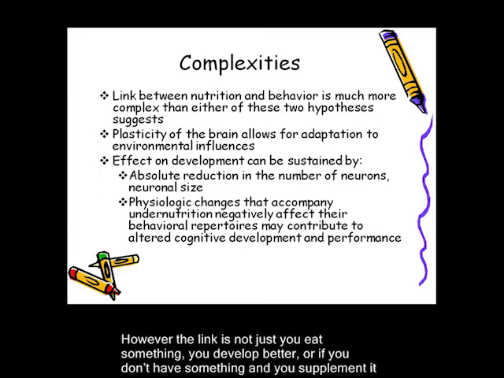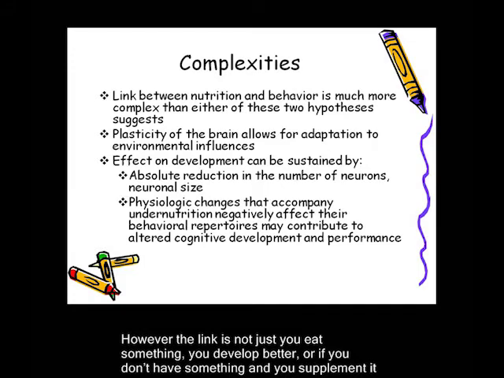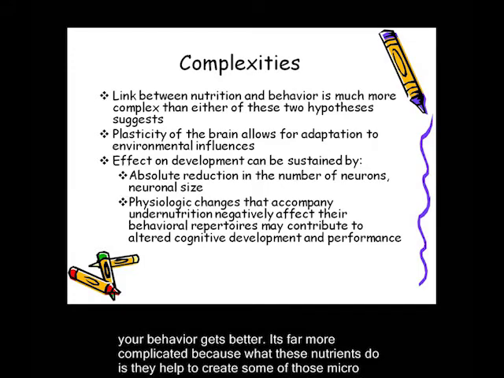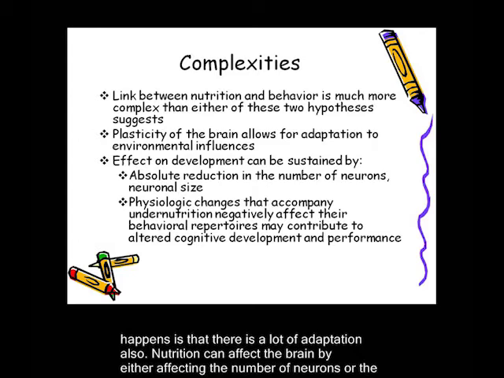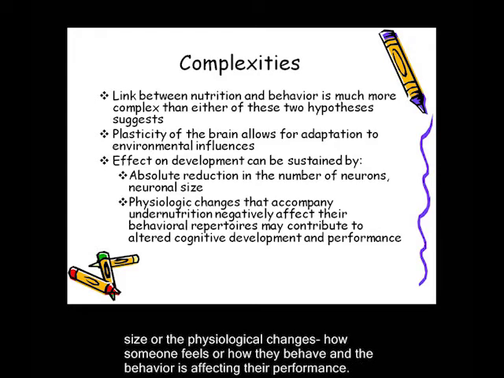However, the link is not just you eat something, you develop better, or if you don't have something and you supplement it, your behavior gets better. It's far more complicated, because what these nutrients do is they help to create some of those microchemicals, the hormones, the transmitters, and so there's a very intricate interplay between nutrition and the brain, and what happens is that there's a lot of adaptation also. Nutrition can affect the brain by either affecting the number of neurons or the size, or the physiological changes, how someone feels and how they behave, and then their behavior affecting their performance.